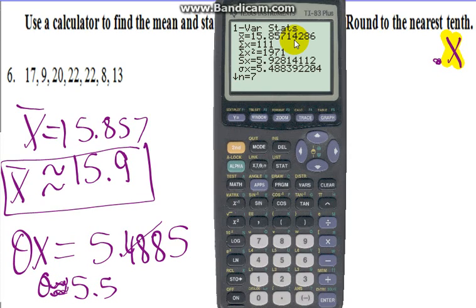We want to change those equal signs. So there you go. There's your 2 answers.